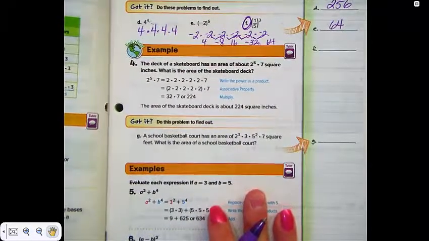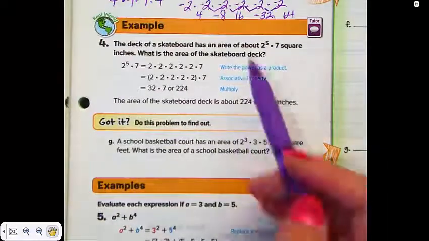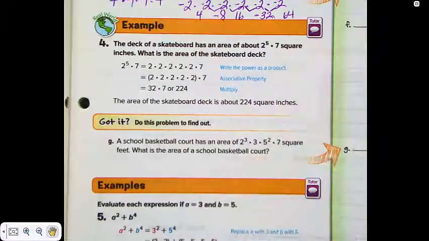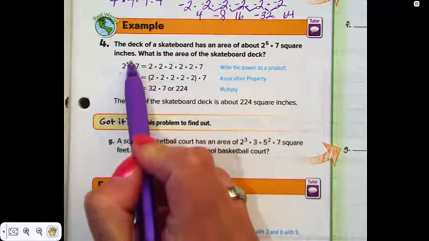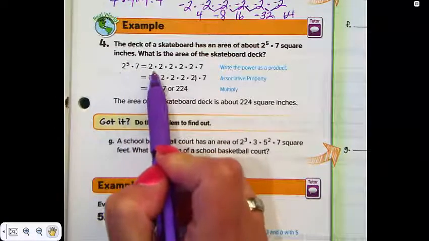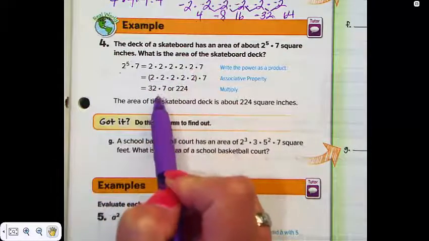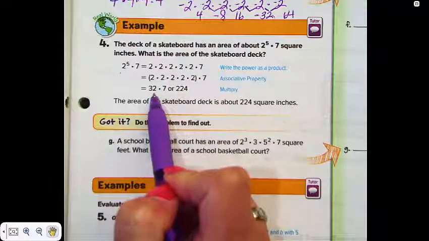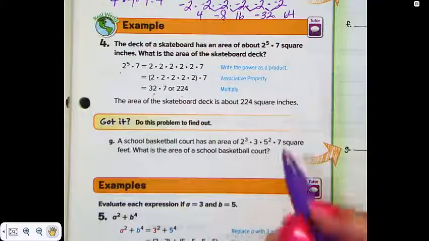Example 4. It says a deck of a skateboard has an area of 2 to the 5th times 7 square inches. What that means is that they're going to take 2 times 2 5 times and then multiply that whole thing times 7. Well, 2 to the 5th power, 5 2's multiplied together gives you 32. And 32 times 7 is 224. So let's look at G.